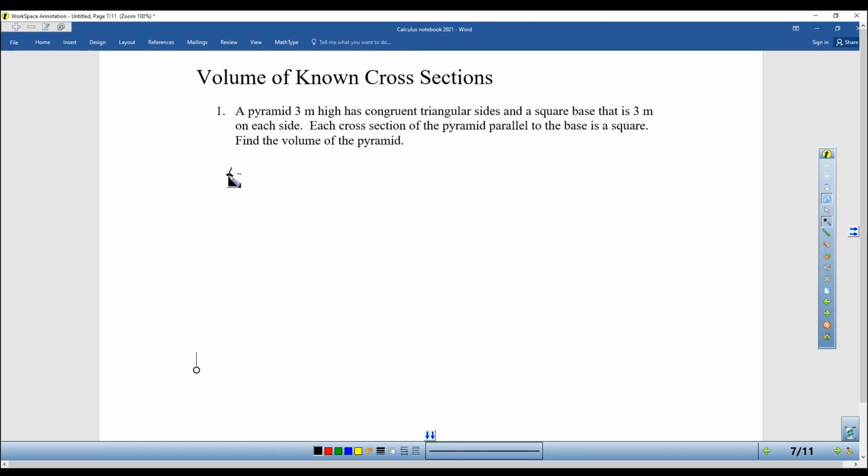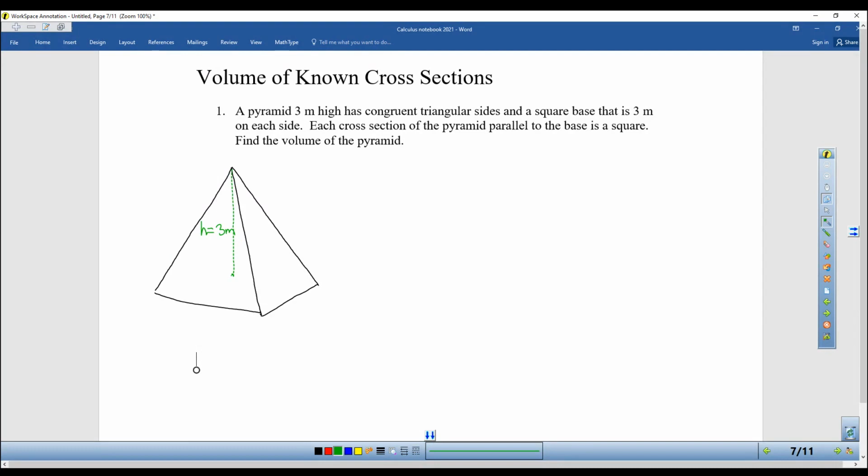So I'm going to attempt to draw this. I'm just going to warn you right now, it's not going to be great. Pyramids are a little tricky to draw. So I've got myself a pyramid, and there is a height somewhere in there, down the center, like that. And that height is 3 meters.